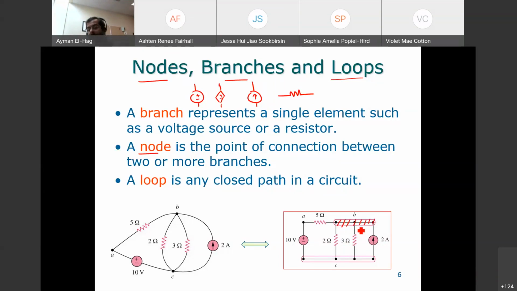How do I know? Because between this point and this point, there is no branch, or there is no other element. Between this point and this point, there is nothing. So you can look at all of this as one point.